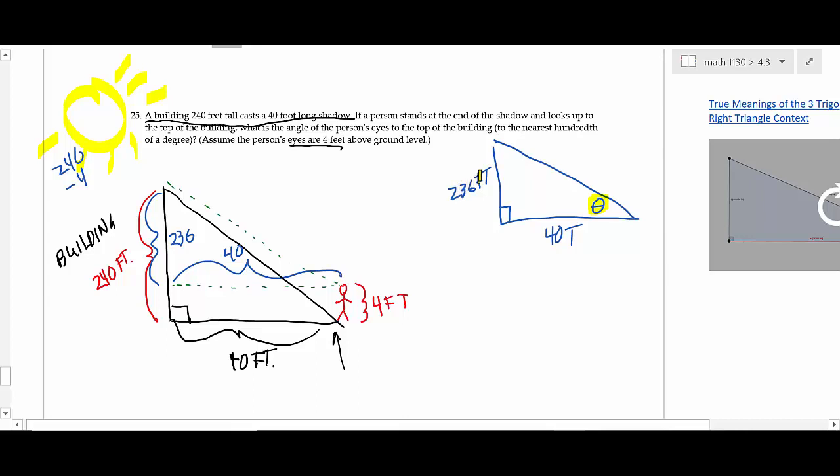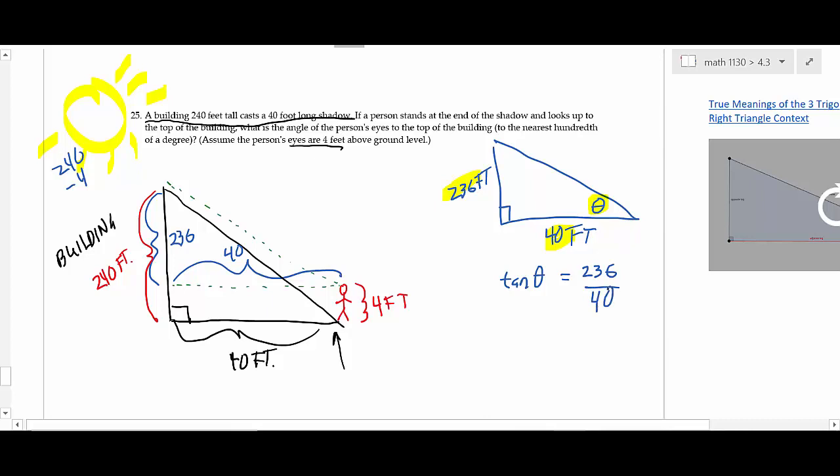Just coincidentally on these problems, I didn't really pay attention to what I was doing on here. They all are going to turn out to be the same. All right, so what do you have? If you look at the angle, what do you have? Opposite side. So what is it? Tangent, okay? Now, it can be anything. Tangent shows up quite a bit, though. Okay, so let's just write down what we have. We have tangent of theta is equal to the side opposite, which is 236 over 40, okay?